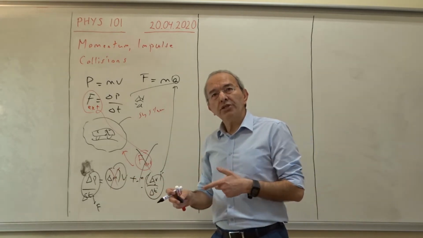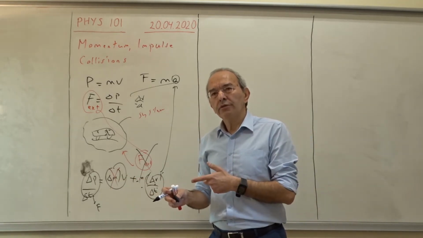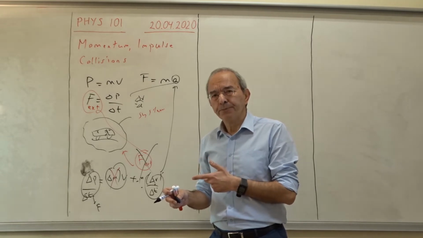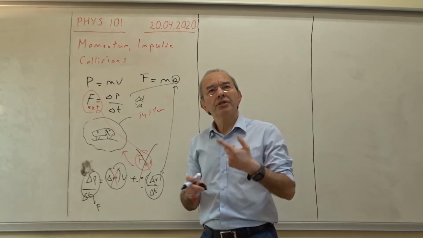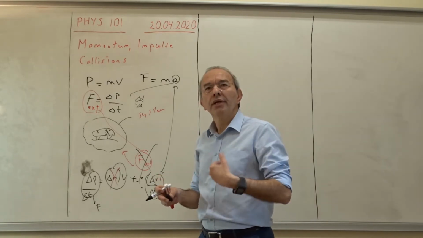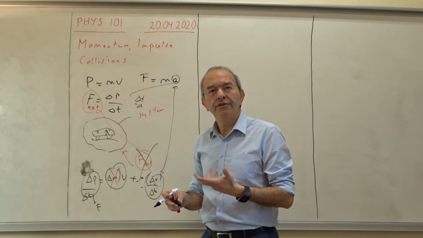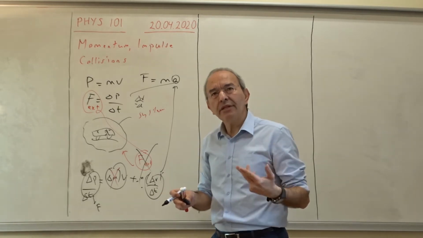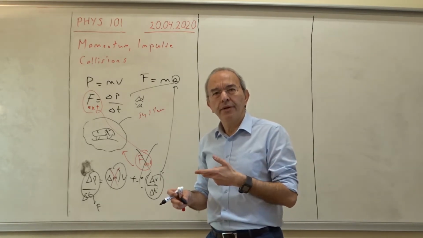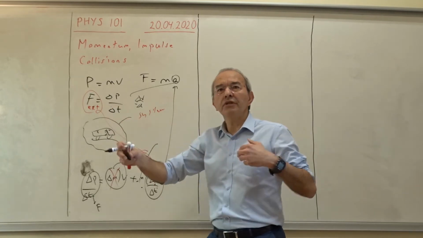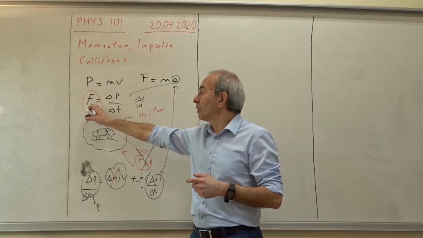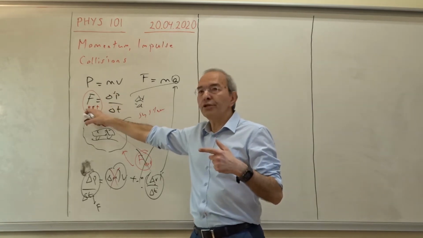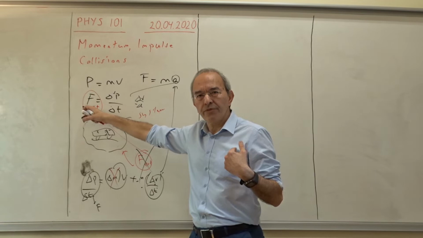When we come to rotation, for instance, in the next chapters, we will see angular momentum, which is the counterpart of linear momentum in rotational phenomena. Again, we will have the same idea there, but these quantities will be replaced by the corresponding ones. Instead of linear momentum, we will have angular momentum. Instead of force, we will have torque, which we will learn there.